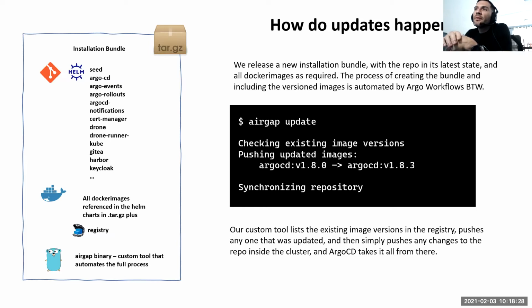So the Go binary, the little installation tool that we wrote, checks the in-cluster registry Docker image versions against the new versions that are bundled in the installer, basically pushes any new Docker image to the in-cluster Docker registry as needed, and then it just pushes the repo, right? Which basically just fast forwards the repo to whichever new state, and Argo takes it from there, and the cluster gets updated, and that's basically it.